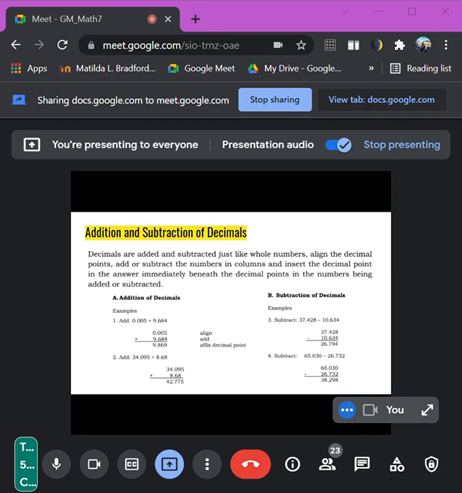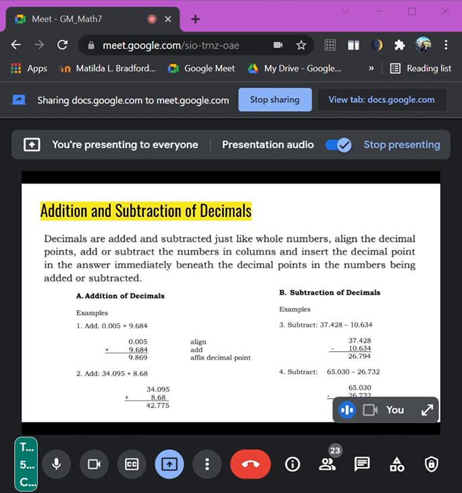Okay? And on the other hand, you have another example, 65.030 minus 26.732. So, we align again and then do the necessary operation. Sige, questions, clarifications in addition and subtraction of decimals.